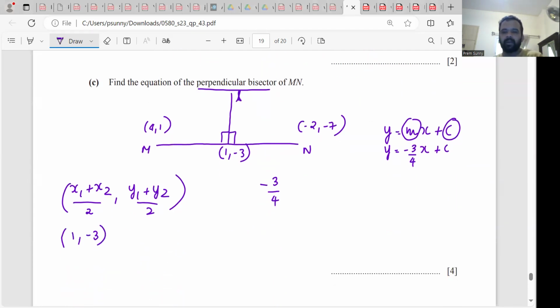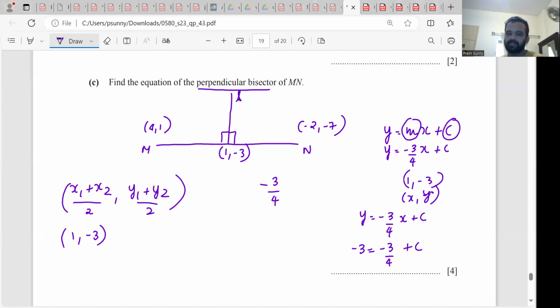Now we need to find out c. In order to find c, let's take the point that it is passing through, the midpoint. The midpoint is 1 comma minus 3. Substitute x as 1 and y as minus 3. So y equals minus 3 by 4 x plus c becomes minus 3 equals minus 3 by 4 times 1, plus c. Minus 3 by 4 goes to the other side and becomes positive 3 by 4. So minus 3 plus 3 by 4.